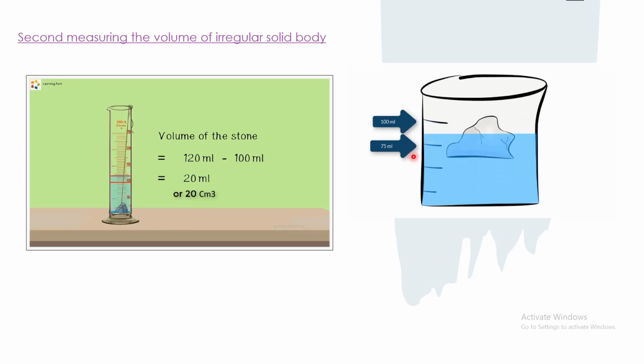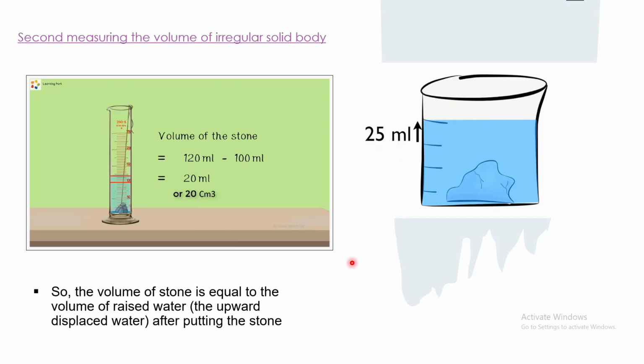And after recording these two readings, we will notice that the displacement that the water made is the volume of this rock. We can get this volume by subtracting the second reading from the first reading, and we will get 25 milliliters. Okay? So the volume of the stone is equal to the volume of the raised water, the part that the water rose up in after we put the stone, like in this picture right here.